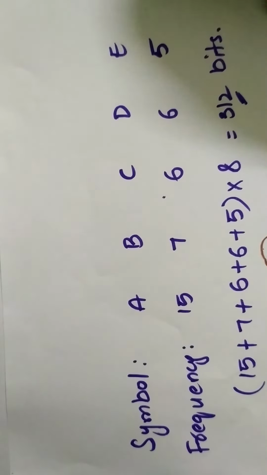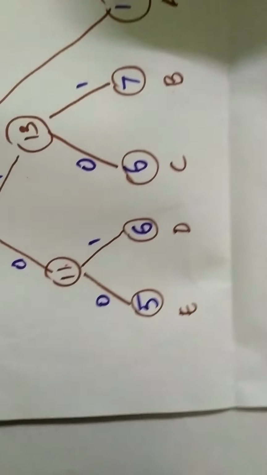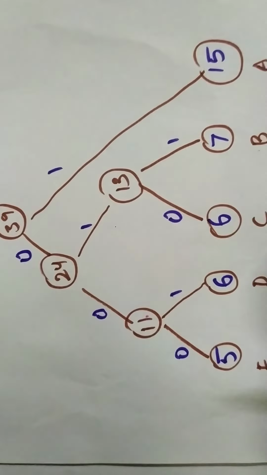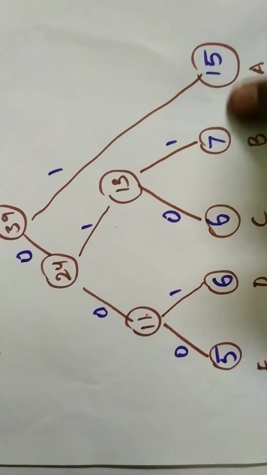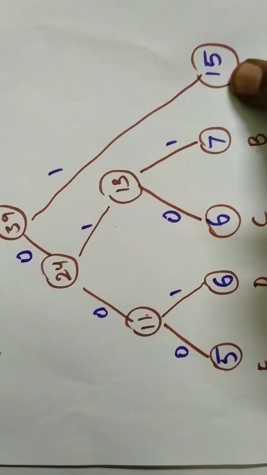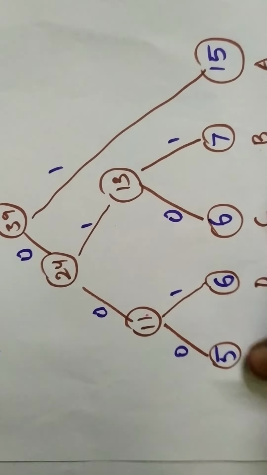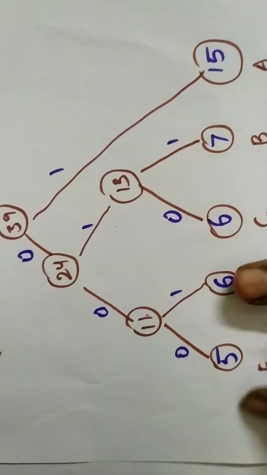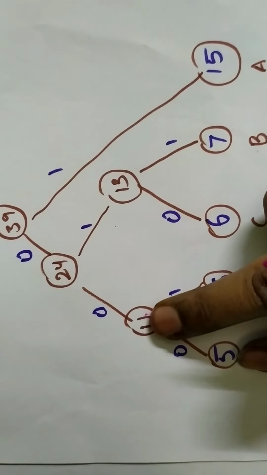By constructing a tree, we will continue the solution. So we will construct a tree like this. How to construct this tree? I am writing all the frequency values of the symbols in ascending order. All these are given already. After writing them in ascending order, take the 2 minimum values, add them, and create a node.